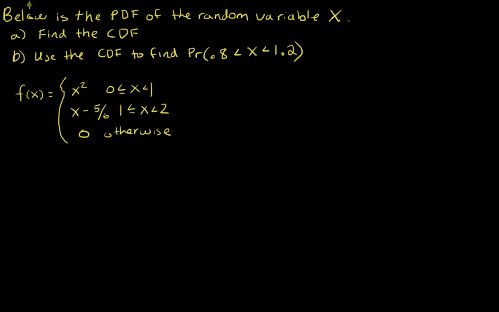Alright, again in this video I'm going to show how to find a CDF given a PDF, which I did in my previous video, but I'm going to add to that. Now I'm going to use the CDF to find a probability, okay? So a probability that x is between 0.8 and 1.2.